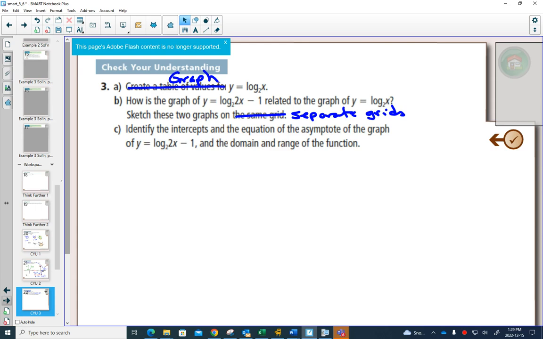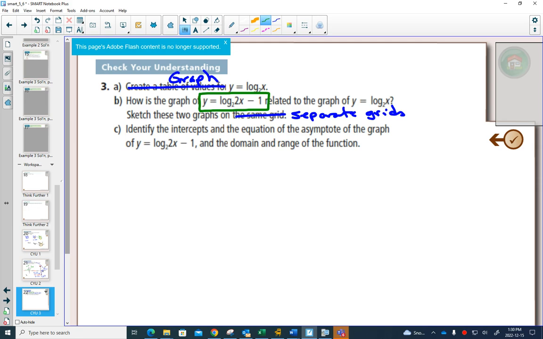But here is how we are going to do transformations. So really what we're looking at in this one is it says, create a table of values. No, we're just going to directly graph y equals log 2 of x. And then we're going to use that to graph y equals log 2 of 2x minus 1.